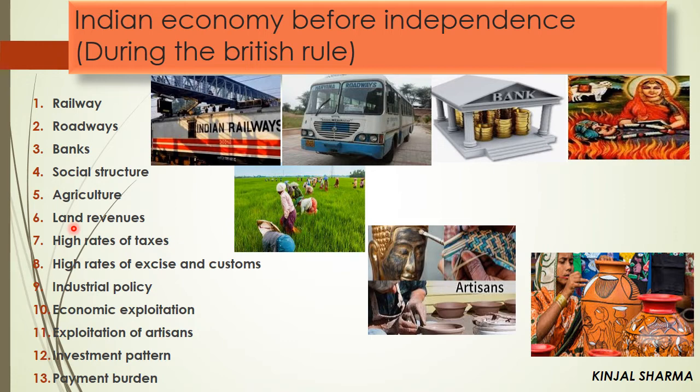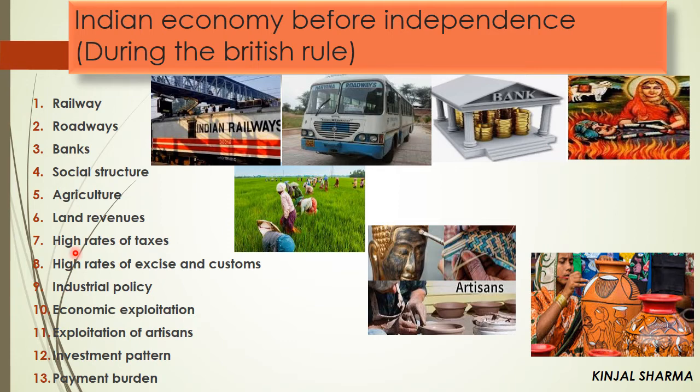And the farmers who were not able to pay the land revenues, the government punished them by taking their lands, or by charging fines from them, or in some other manner, we can say. So land revenues were as high as half of the produce of farmers. That is, whatever the production was done in their farms by the farmers, land revenue was so high that it almost took half of the production of the farmers.